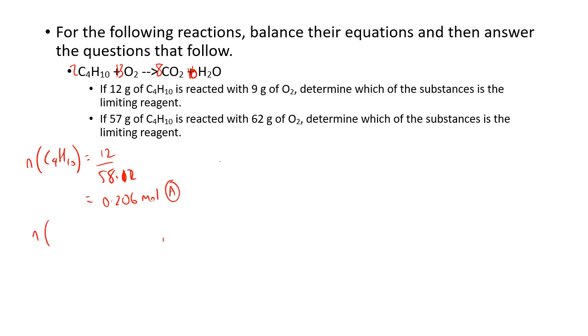Now we're going to work out the number of moles of our second reactant, the number of moles of O2. That's going to be equal to, what's our mass? 9 over 32, which happens to be 0.281 mole. And we're going to save that in our calculators as B.